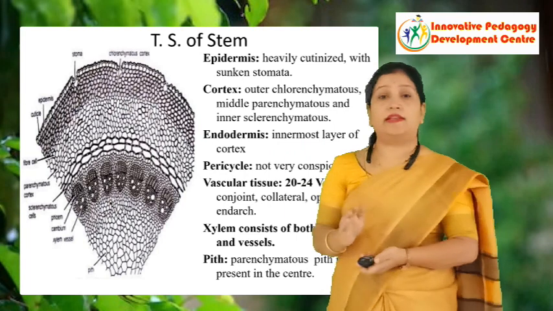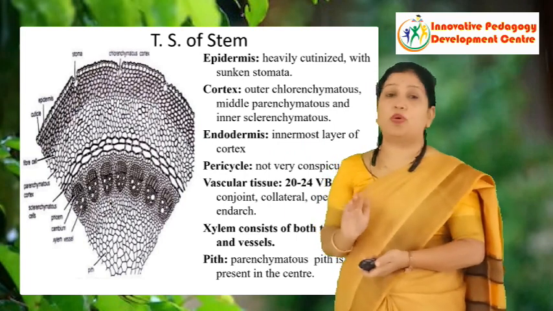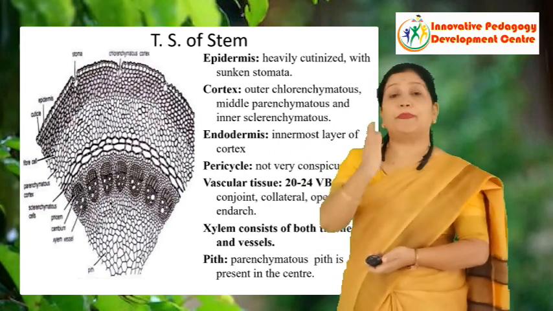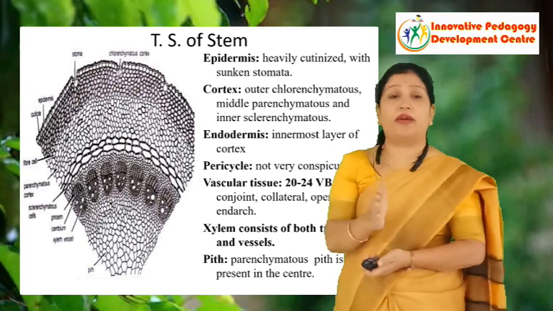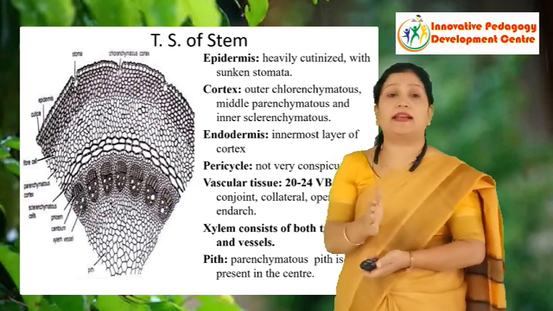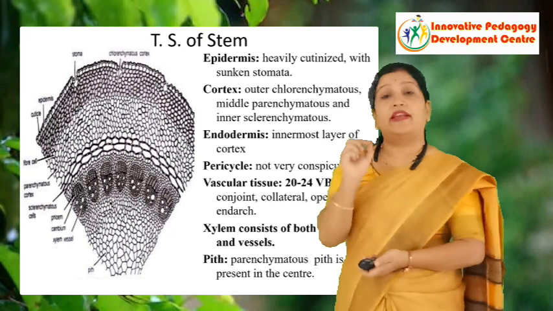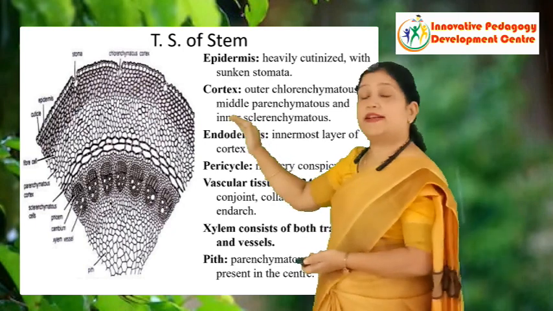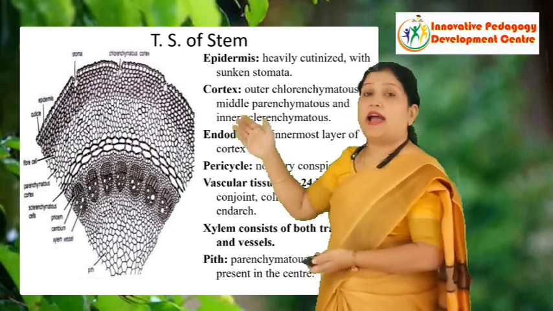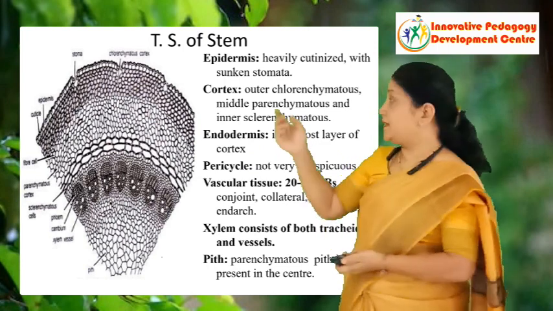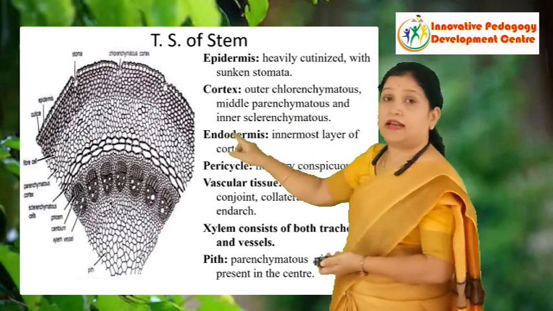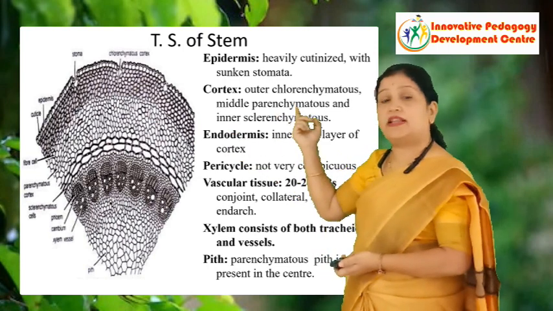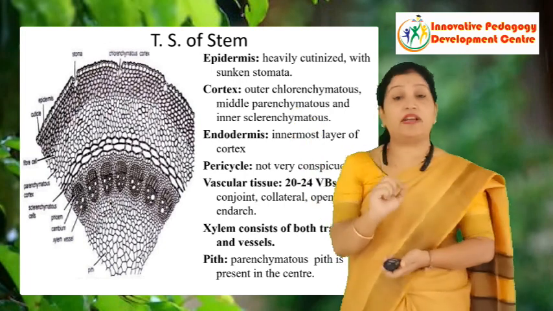These vascular bundles are conjoined, collateral, open and endarch. That means xylem and phloem are present on the same axis, side by side. When the cambium is present, we say that the vascular bundle is open, and opposite to exarch, that means the protoxylem is now in the center and the metaxylem towards the periphery, that is endarch. This is a very, very important feature.